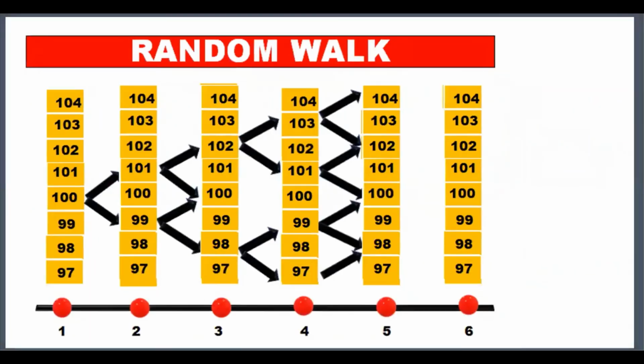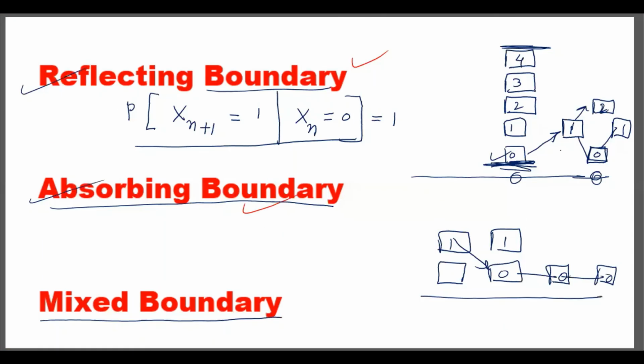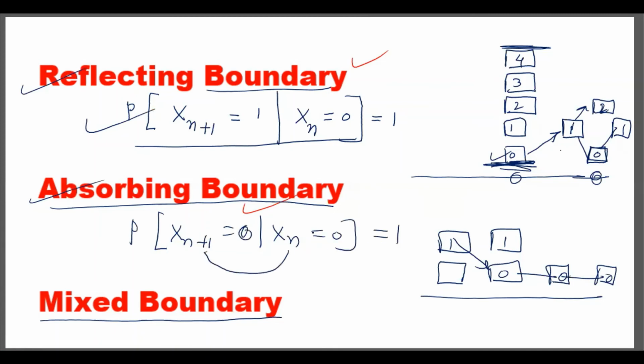So in terms of mathematical definition, reflecting means 100% it will reflect. Absorbing boundary means, see, both are 0. This is 100%. There is 100% probability that next time from 0 I will be at 0 only. Remember, in case of a random walk, either you should go from 0 to 1 or 0 to -1. But here 0 to 0, absorbing. And this probability will be applicable only at the boundary, the last point, not other points. I will show you the diagram.